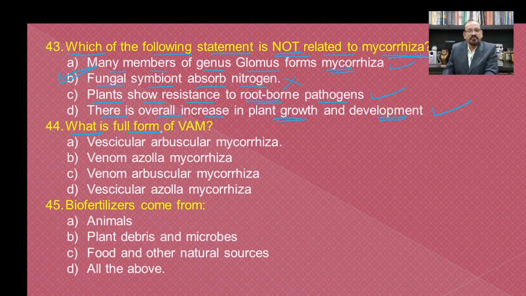Then, what is the full form of VAM? This is from mycorrhiza, that is vesicular arbuscular mycorrhiza, on the basis of its structure, and hence A will be the correct answer for this question. Then biofertilizers come from plants, animals and microorganisms, and hence animals, plant debris and microbes, foods and other natural resources, that is all of the above, becomes the answer for this question.